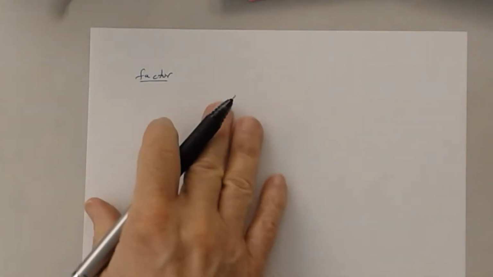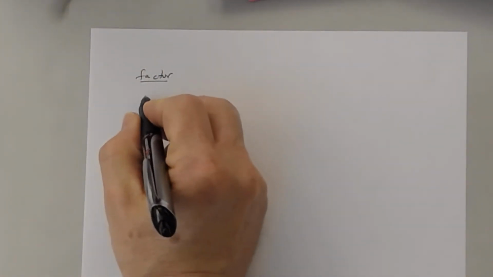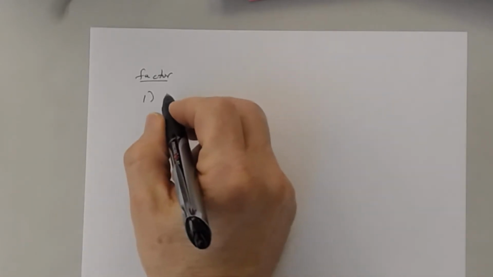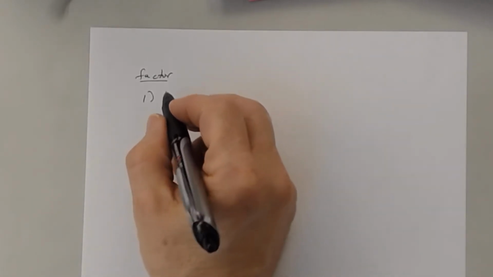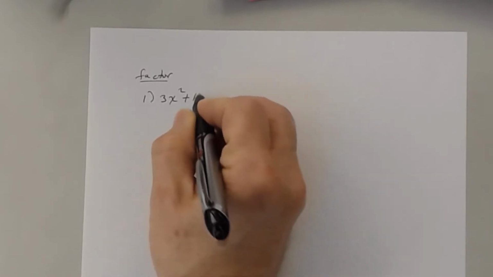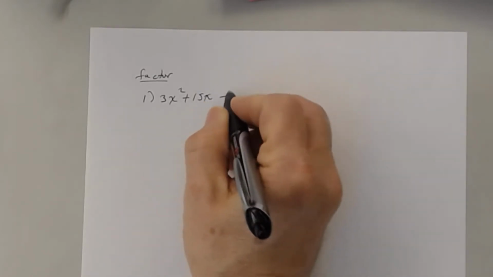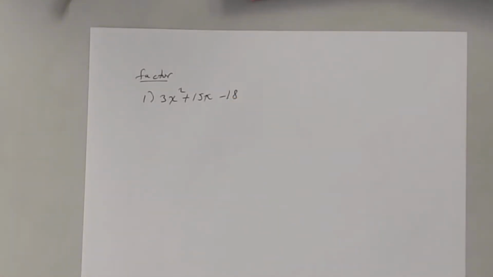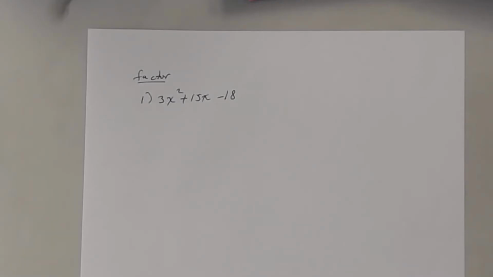All right, number one, we have 3x squared plus 15x minus 18. 3x squared plus 15x minus 18. When factoring, you should always look for the GCF.